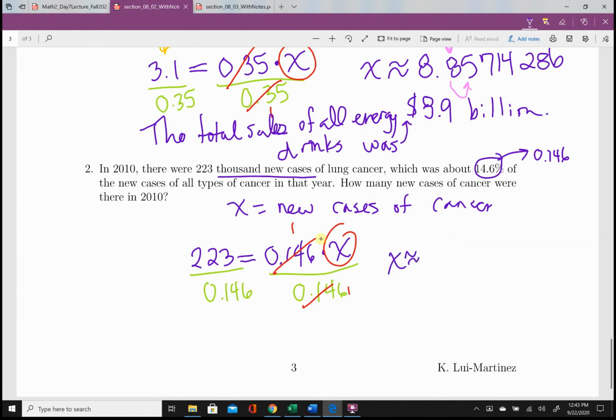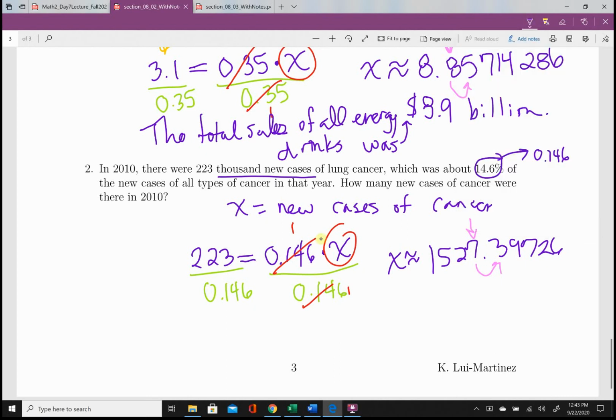X is approximately 1,527.39726. Okay, more numbers than I need, but what are we going to do with this? Well, recognize that this was in thousands of new cases, and it was rounded to the nearest 1,000. So let's go ahead and round this to the nearest whole number, basically, is how we want to translate this. So, nearest whole number, focus on the ones place and round it. Since the next digit over is a 3, that 7 is just going to stay put.